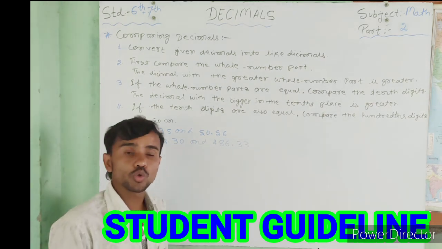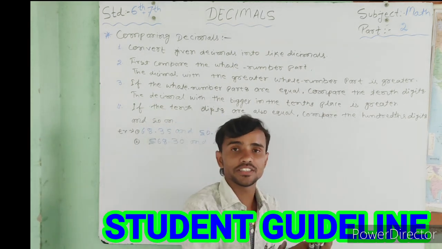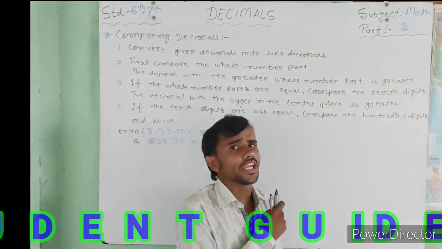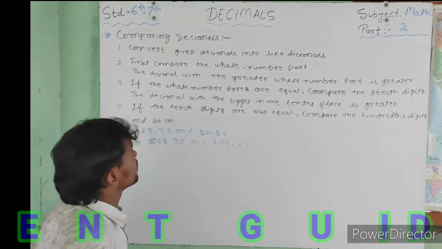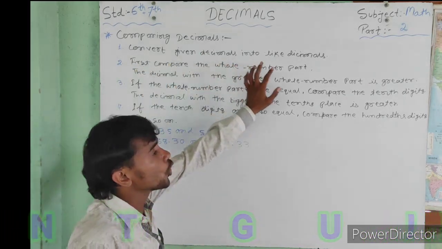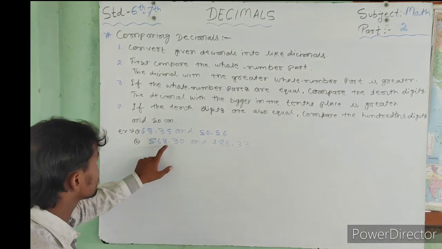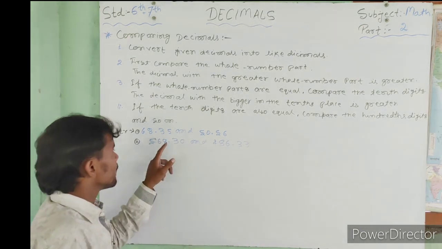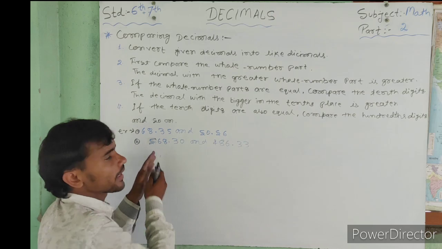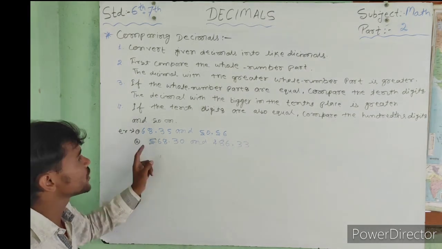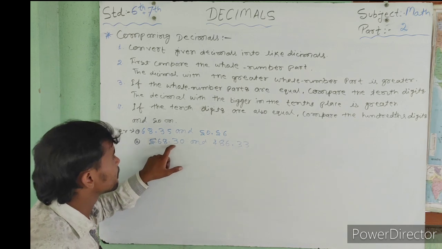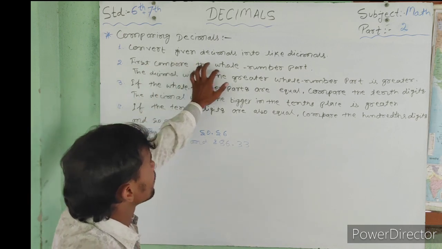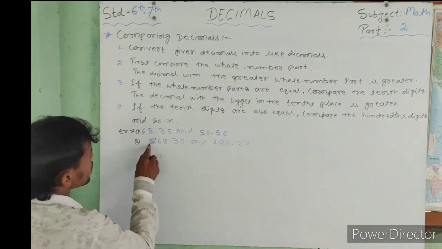Like fractions, you also know, are when after the dot all the digits are the same. So firstly you convert into like decimals. Next, first compare the whole number part. So what is the whole number part? In simple language, the part before the dot is the whole number part of the decimal, and the part after the dot is called the decimal part. So firstly, compare the whole number part.